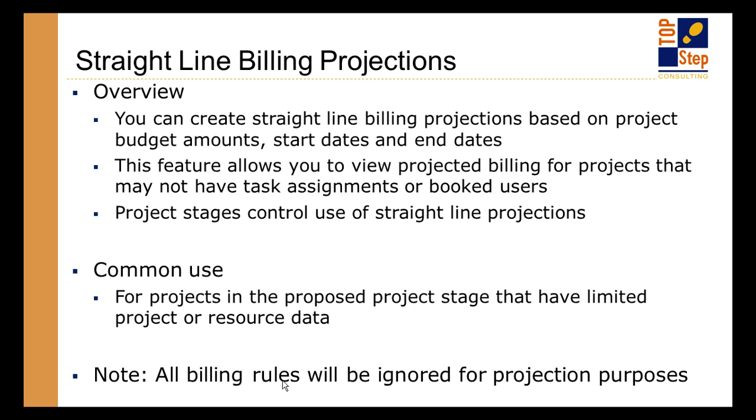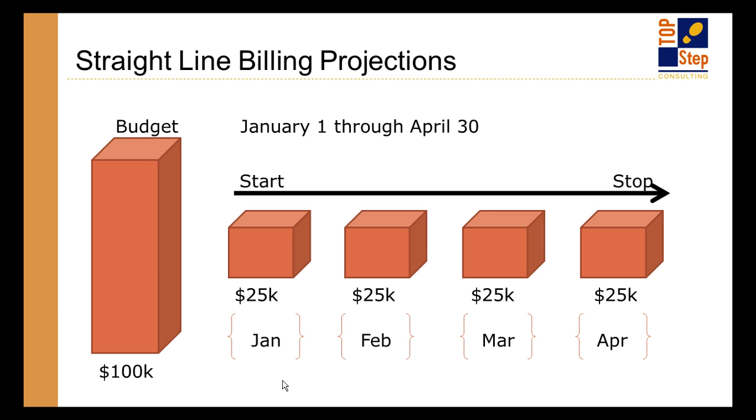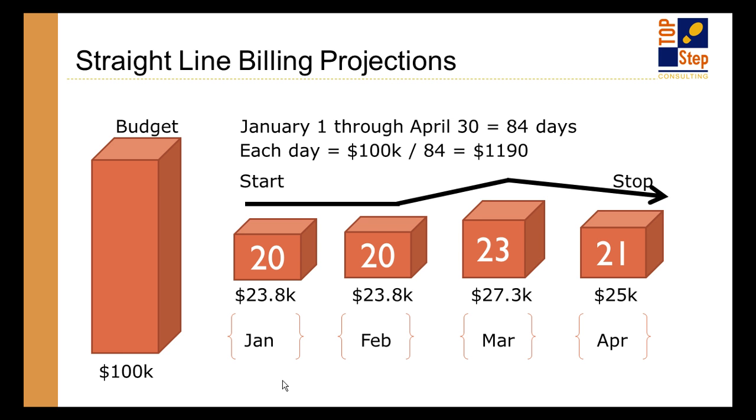The straight line projections, just to clarify a little bit more about what it actually does in the system: if I had $100,000 and I said it runs from January 1st to April 30th, simple math in everyone's head, 100 divided by 4 months, 25,000 a month forecast. But then you run the forecast and you get something like this, where it goes 20, 20, 23, 21.